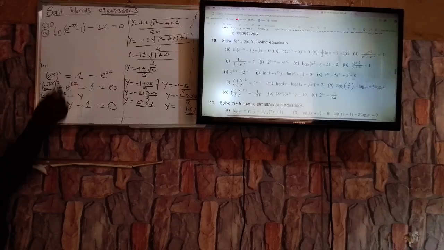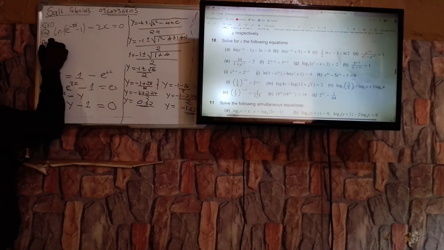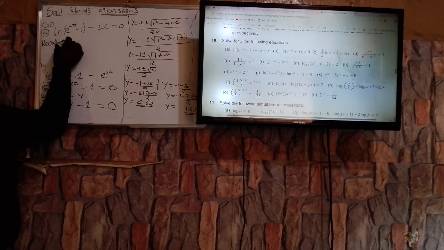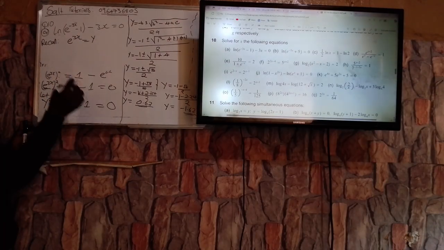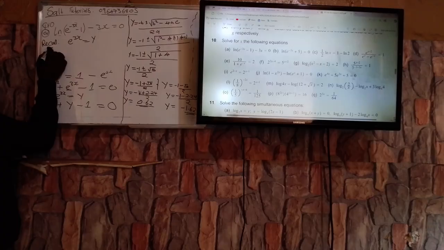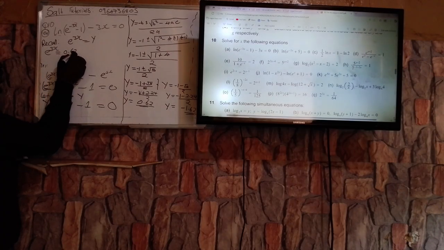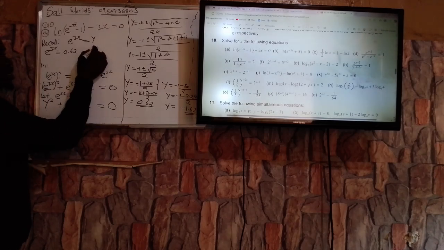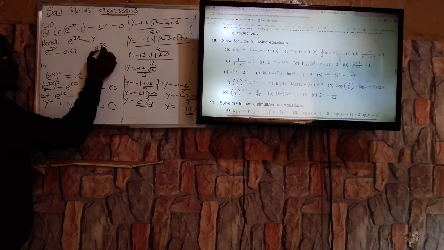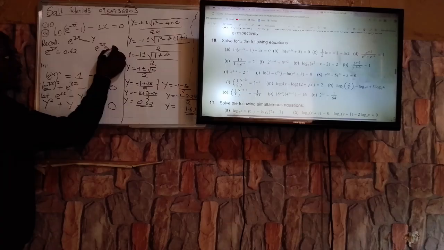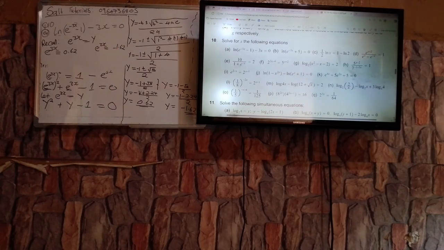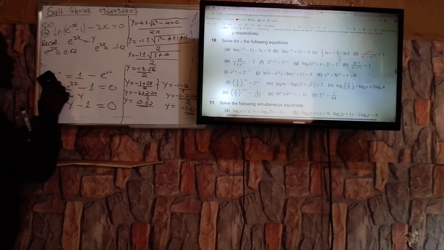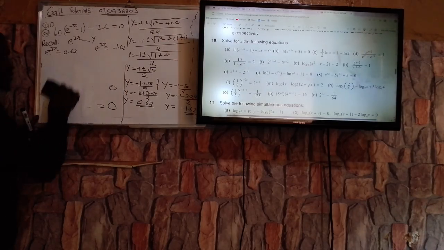So if we recall that e power 3x was equal to y, we have two values of y. The first one can be e power 3x is equal to 0.62, and the other one should be e power 3x equal to what? Negative 1.62. And I'm sure once you have something like this, you should be able to now analyze your values.